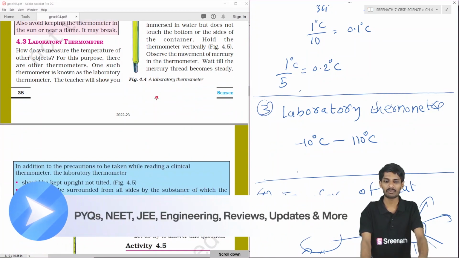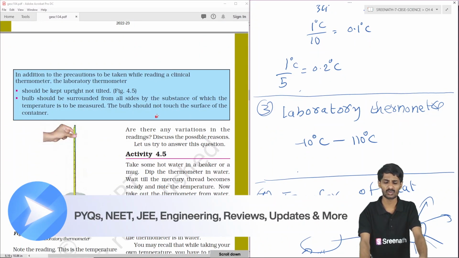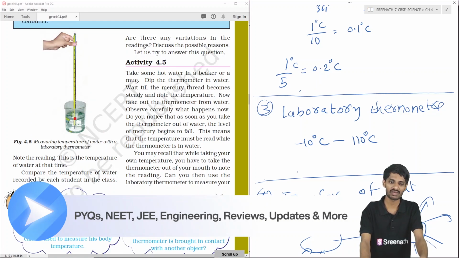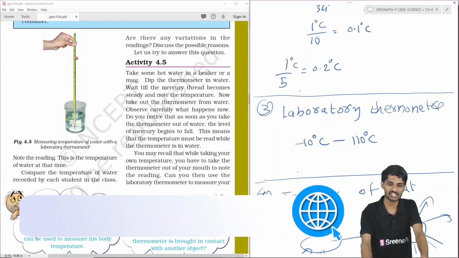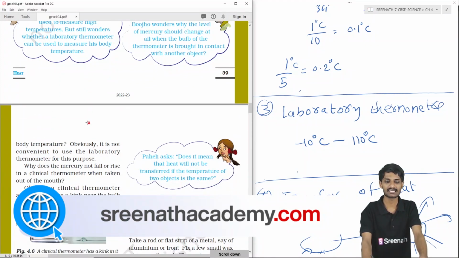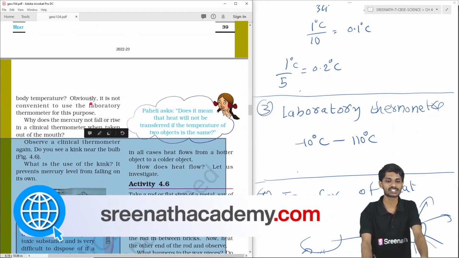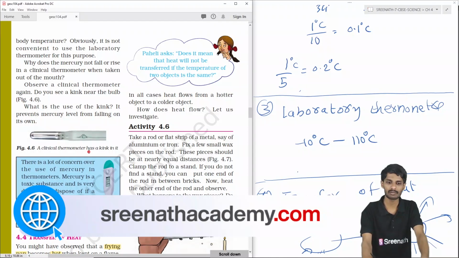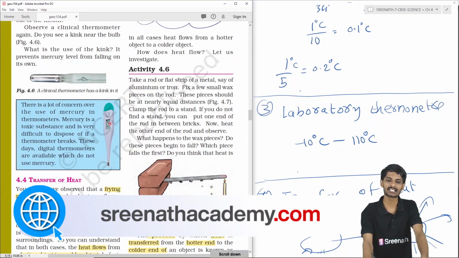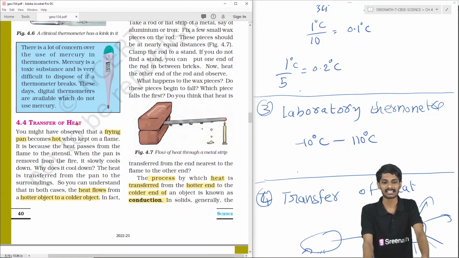Okay, in the laboratory thermometer, students, there is no kink. That's why we have to measure the temperature while it is in contact with the hot body. When there is no contact, the mercury level will suddenly fall. Okay, students, but there is a kink in the clinical thermometer. That's why the mercury level will not fall. Next thing is nowadays digital thermometers have come, and next is transfer of heat.